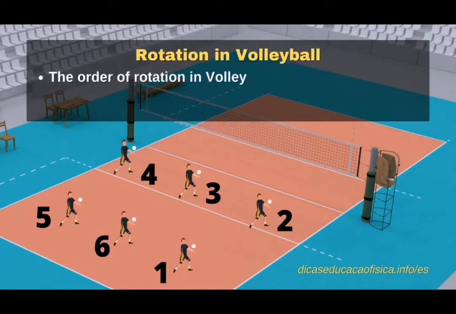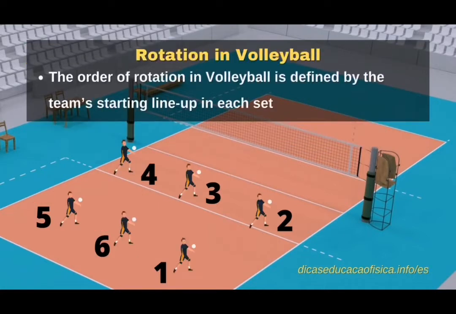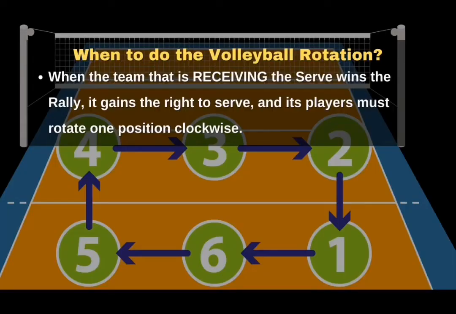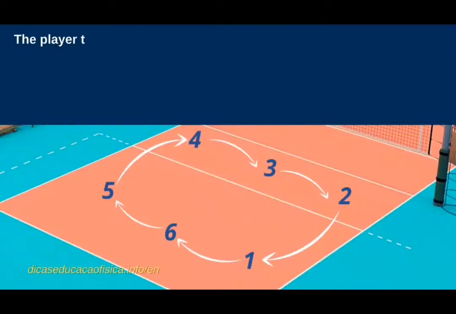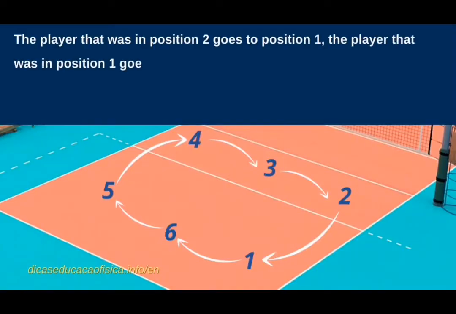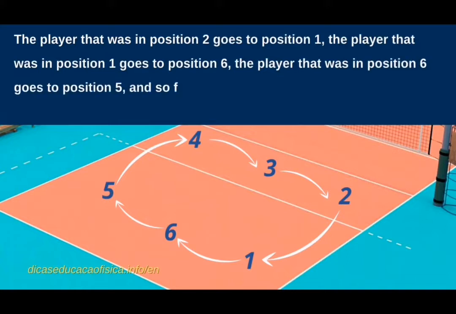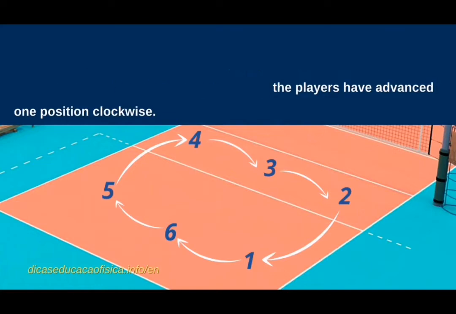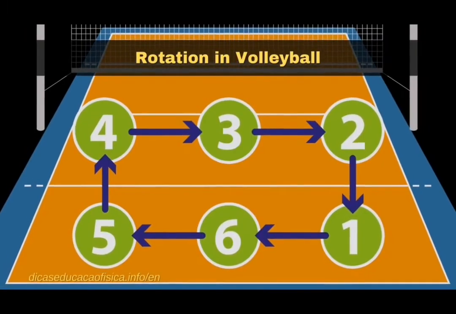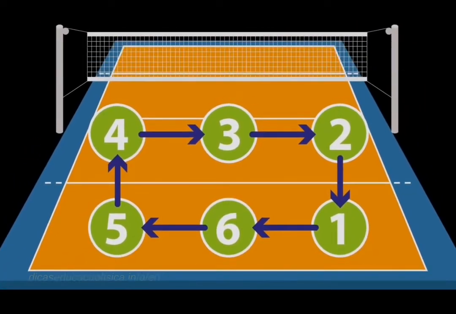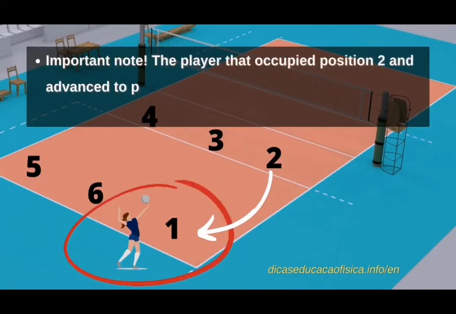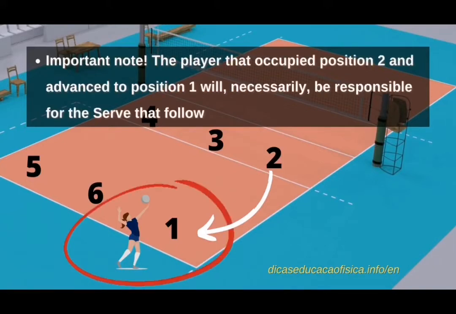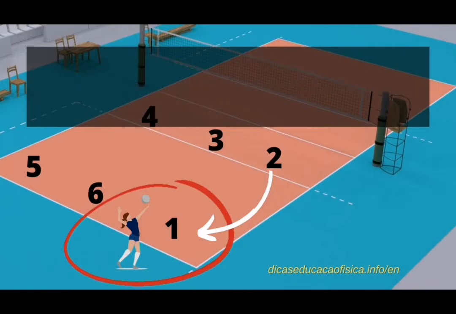Rotation in volleyball. The order of rotation in volleyball is defined by the team's starting lineup in each set. When the team that is receiving the serve wins the rally, it gains the right to serve, and its players must rotate 1 position clockwise. The player that was in position 2 goes to position 1. The player that was in position 1 goes to position 6. The player that was in position 6 goes to position 5, and so forth, until all of the players have advanced 1 position clockwise. Important note: the player that occupied position 2 and advanced to position 1 will, necessarily, be responsible for the serve that follows.